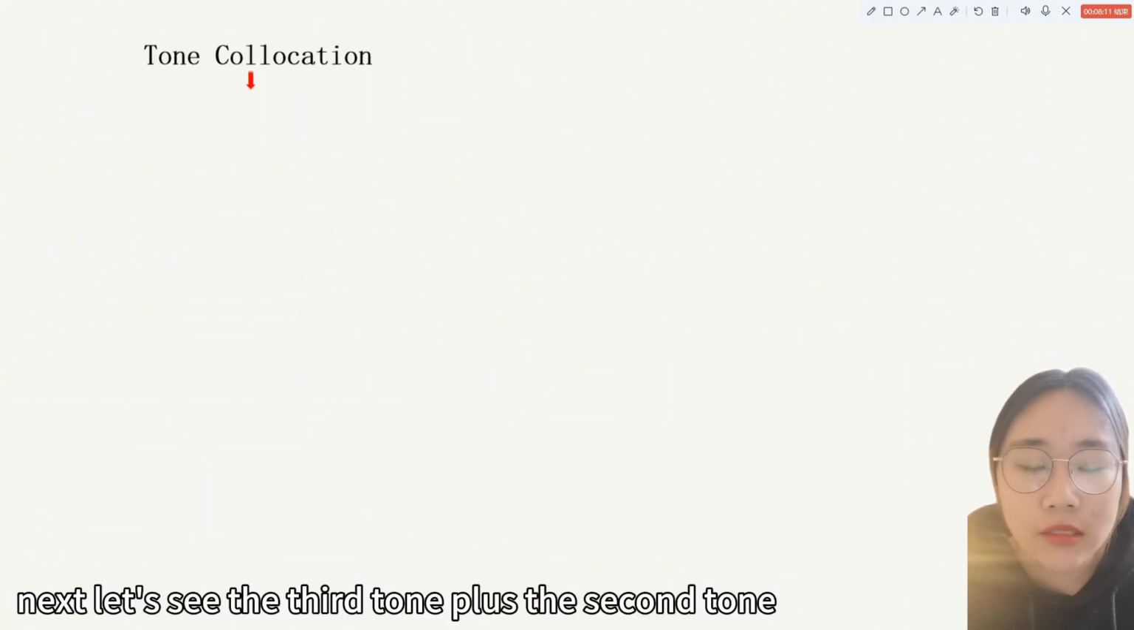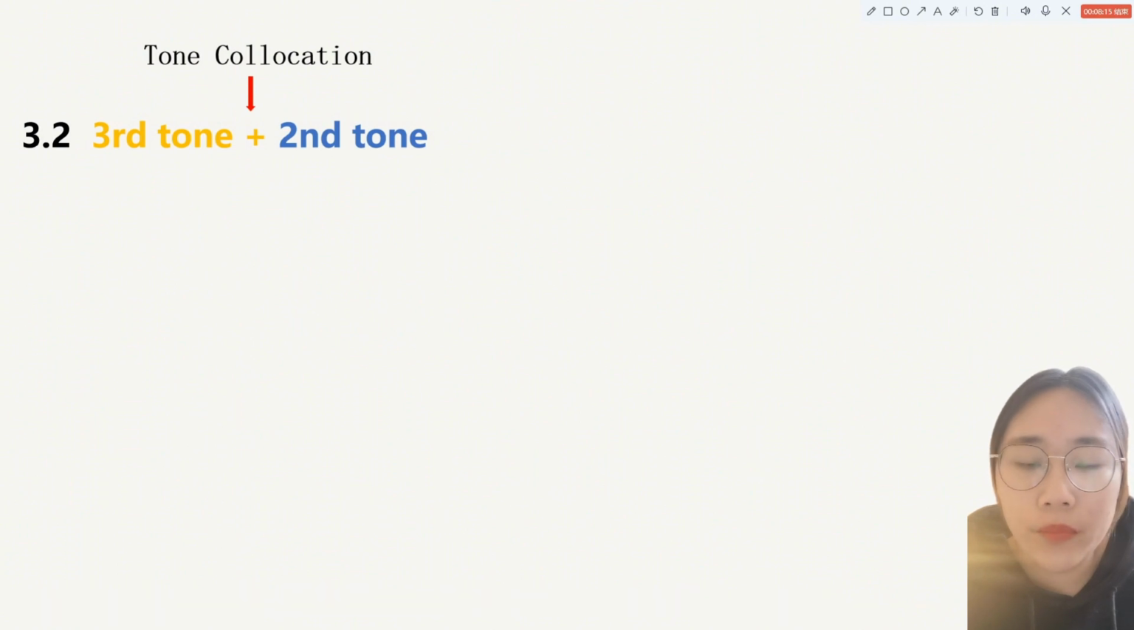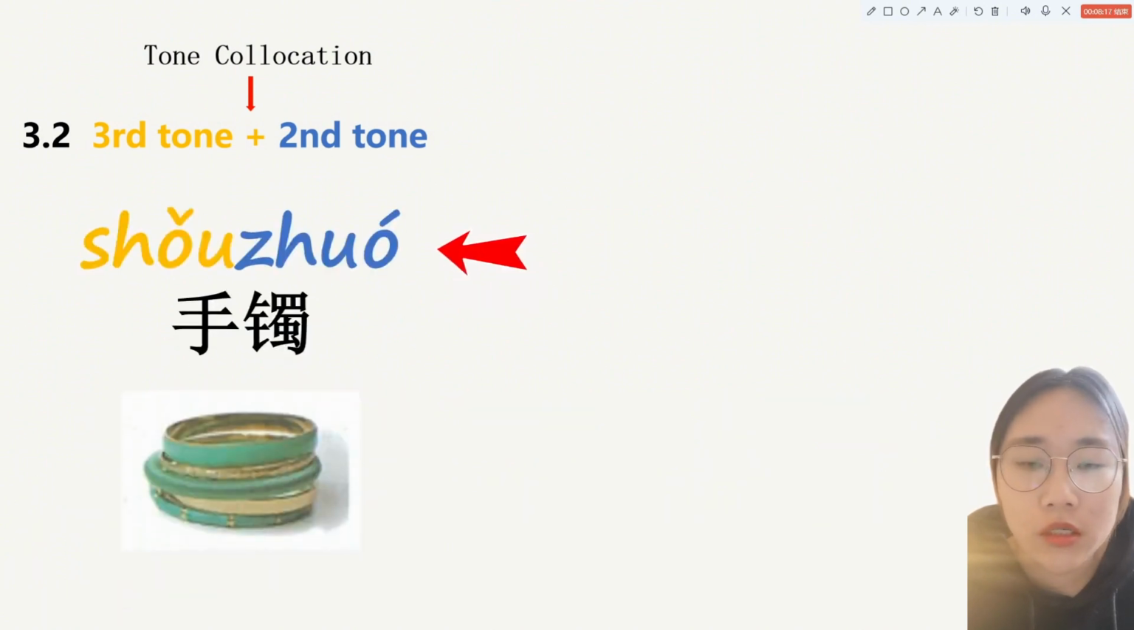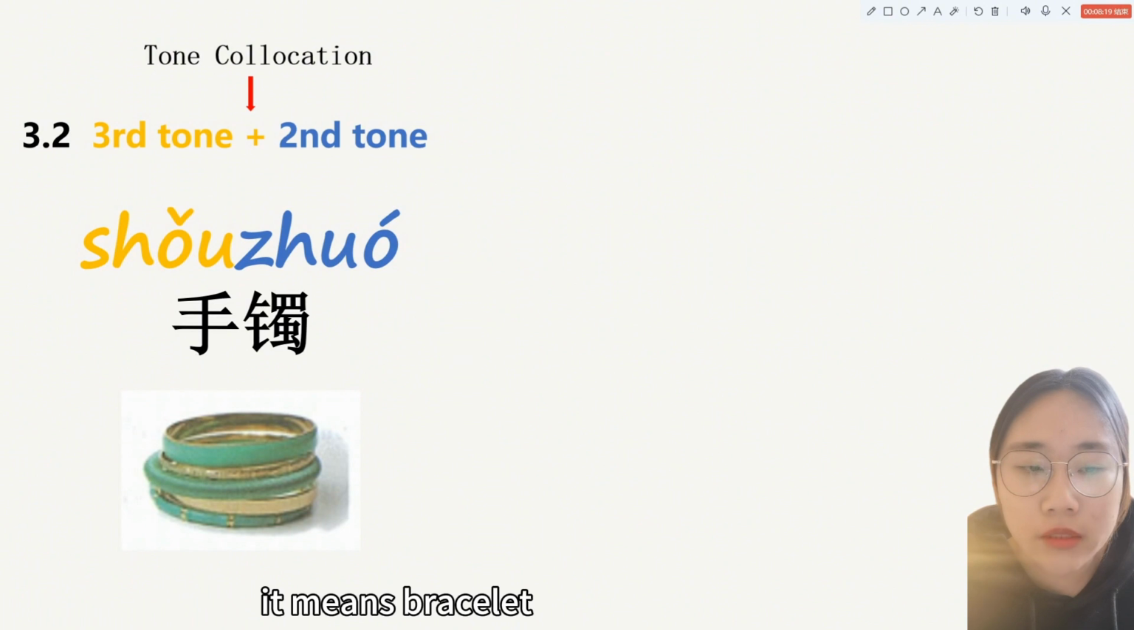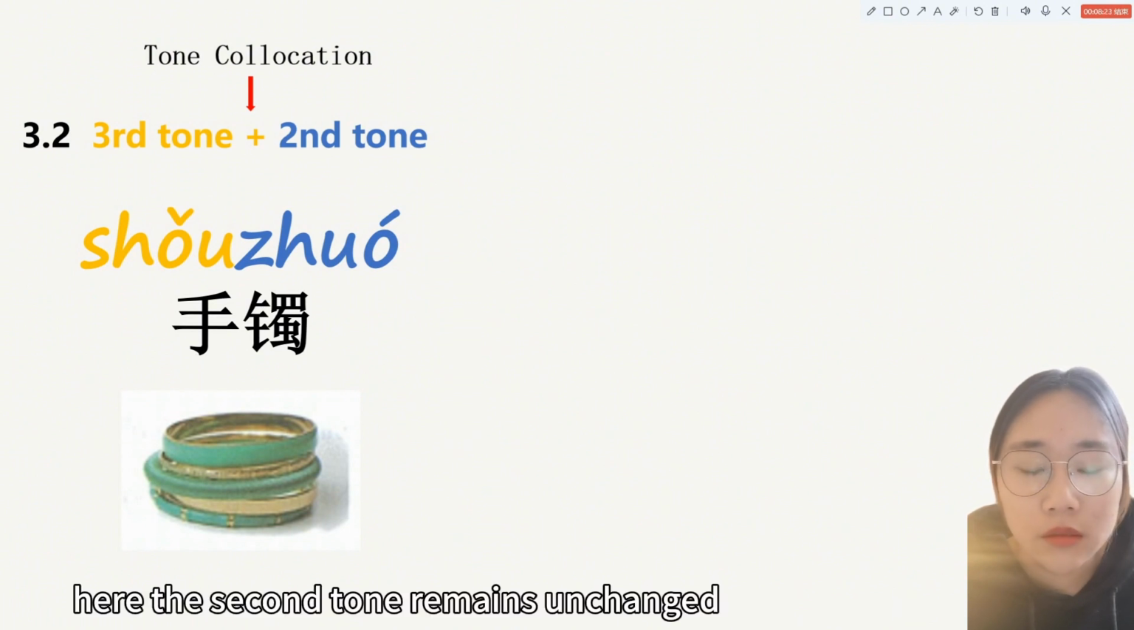Next, let's say the third tone plus the second tone. 手镯, 手镯, it means bracelet. Here, the second tone remains unchanged.